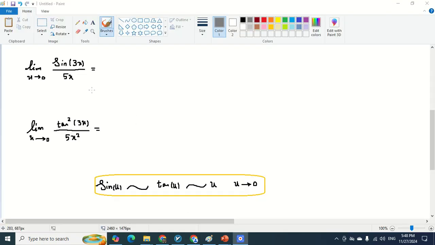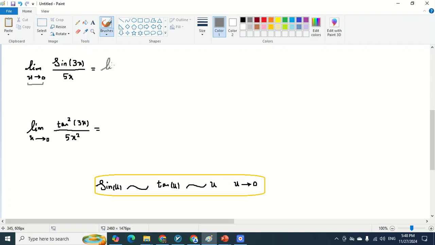We have this type of limit that we want to calculate. First of all, the limit of sine of 3x over 5x, where x tends to 0. I emphasize that x tends to 0. If x tended to infinity, the result of this limit would be 0. But if x tends to 0, you should use the fact that the limit of sine x over x is equal to 1.